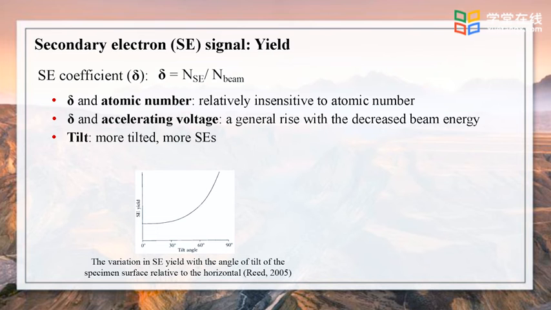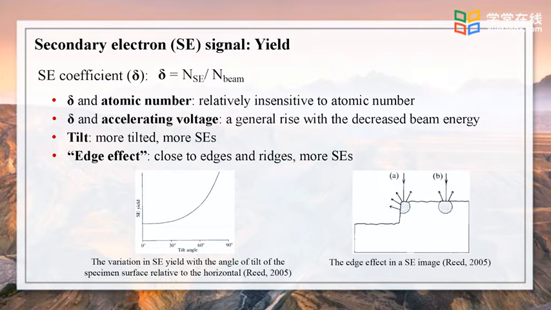When the specimen is tilted, incident beam electrons travel greater distances in the region close to the surface. As a result, more secondary electrons are generated within the escape depths in these areas than in areas which are normal to the beam. Edges and ridges of the specimen emit more secondary electrons and thus appear brighter in the image, which is termed the edge effect.